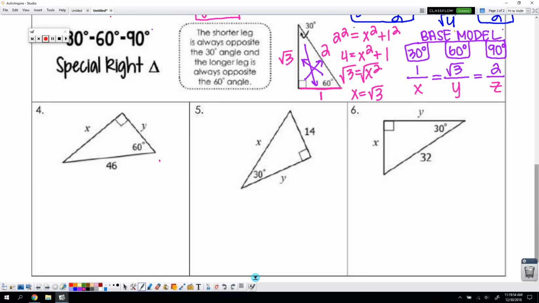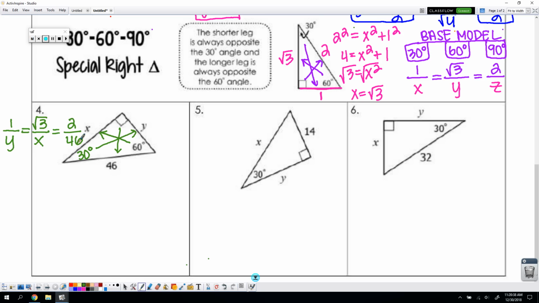Alright, so it's all about locating our base model. So let's do that here. What we have here is we need to find the other degree measure that's missing. That's our 30. And now we'll create our base model. So our base model goes 1, square root of 3, and 2. Now we're just going to match them up. So 1 is the smallest, so across from the smallest is y. Across from our medium is x. And then across from our big will be 46.